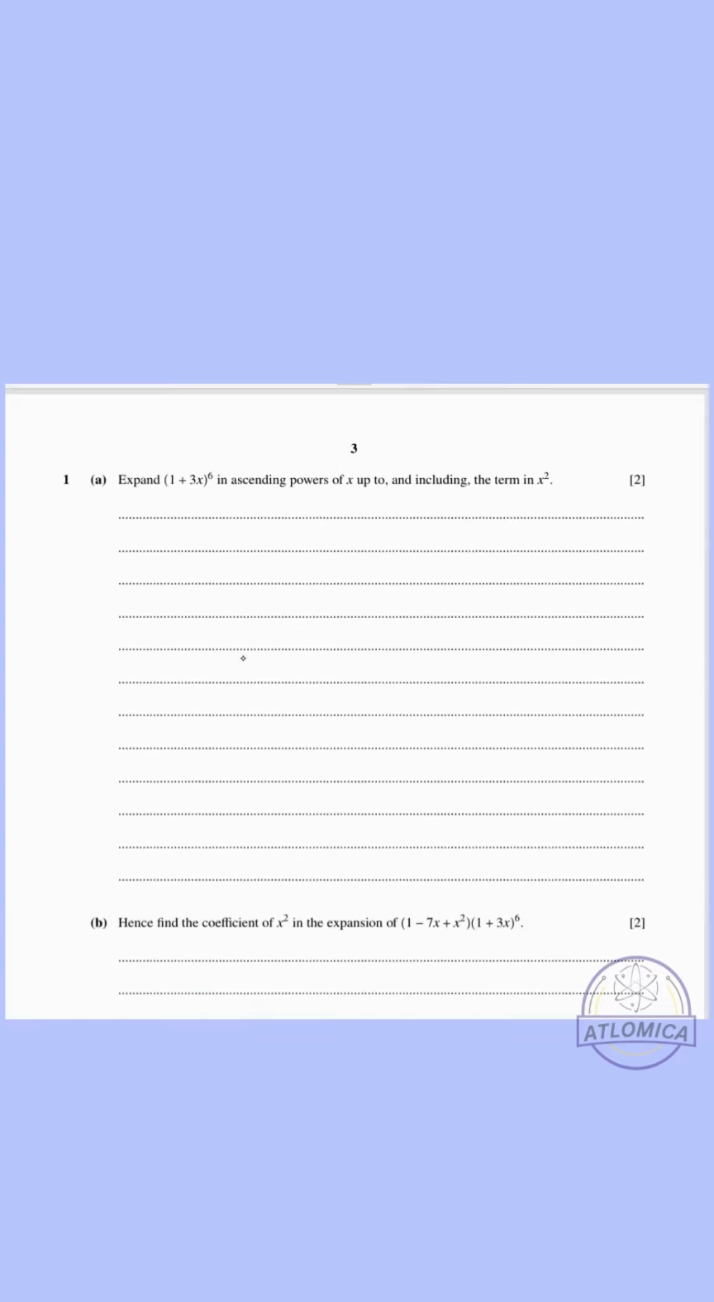This is question number 1, from binomial expansion, and let's solve it. Expand (1 + 3x)^6 in ascending powers of x up to and including the term in x squared. So we have to expand it till x squared, right?